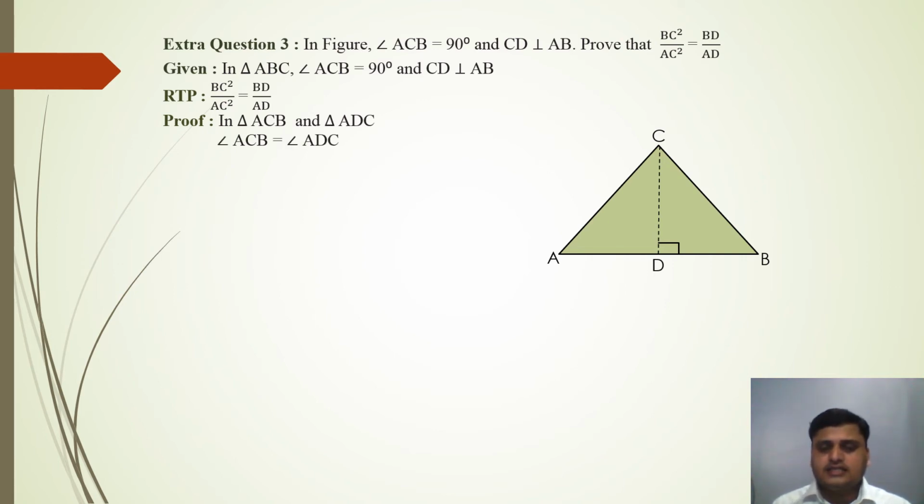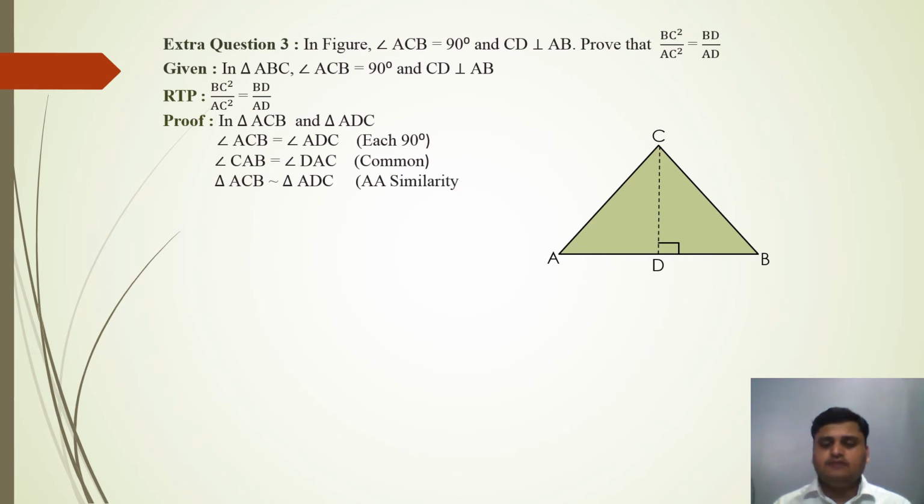That is, angle ACB is equal to angle ADC, each 90 degree. Second part, angle CAB is equal to angle DAC, that is common. So these two triangles become similar, that is triangle ACB is similar to triangle ADC by angle similarity. And if triangles become similar, by the definition of similarity, we can say that AC by AD is equal to AB by AC, and by cross multiplying AC square is equal to AB into AD, equation number 1.